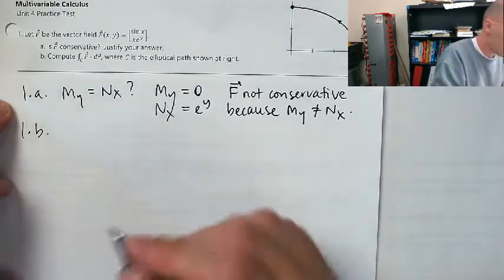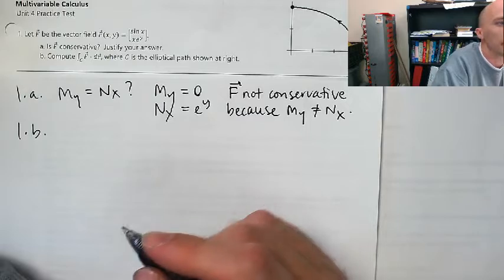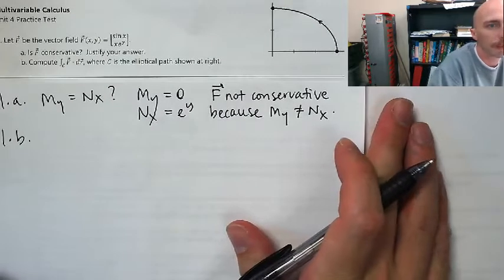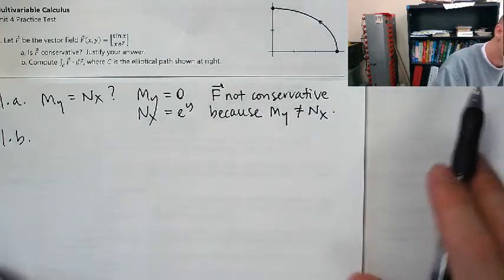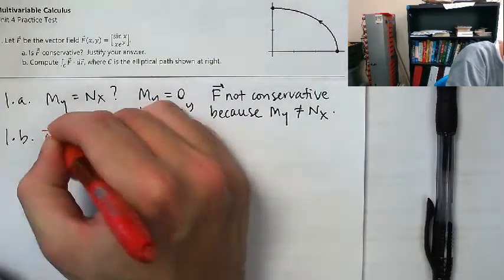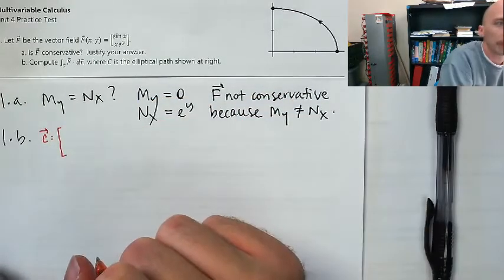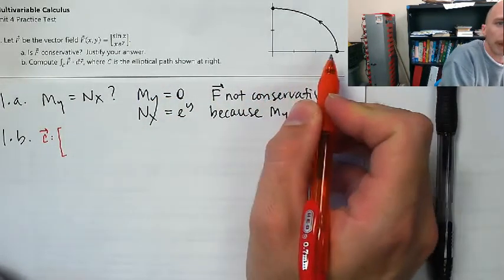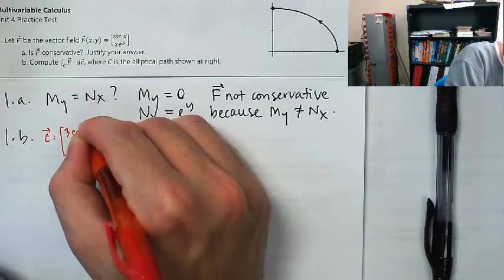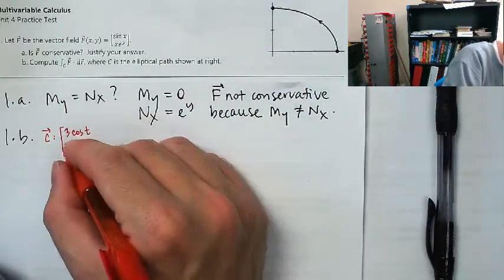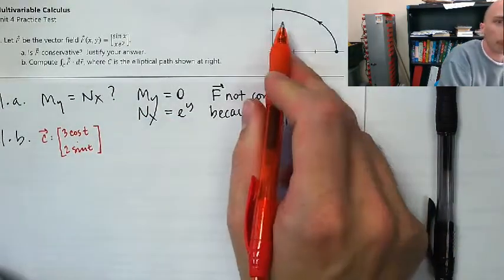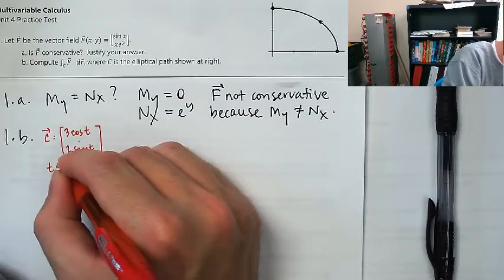Okay, for part B. Compute the integral over C of F dr, where C is the elliptical path shown in the figure. Okay, well, I think we're going to need to first parameterize C. We know how to parameterize an ellipse. I've given you some practice on that recently. If it goes 3 in the x direction, x is going to be 3 cosine t. And if it goes 2 in the y direction, y will be 2 sine t. And because it's just the first quarter of it, t will run from 0 to pi over 2.